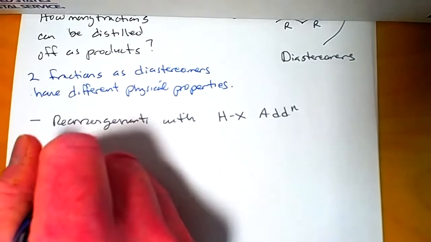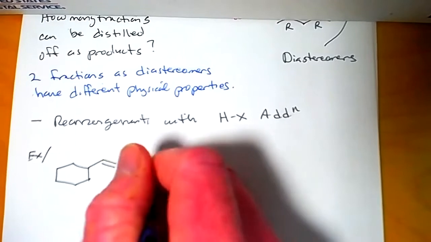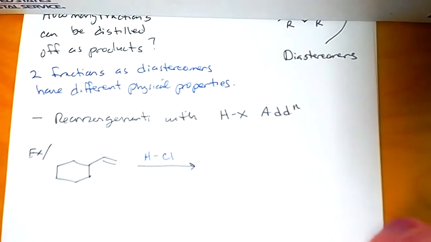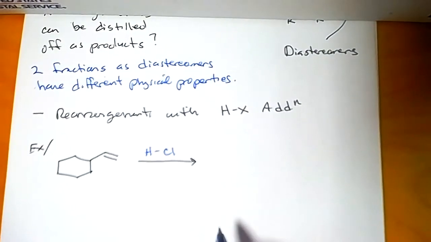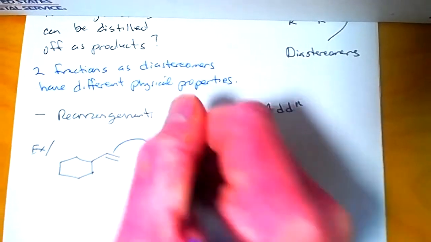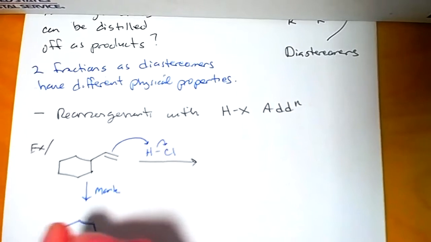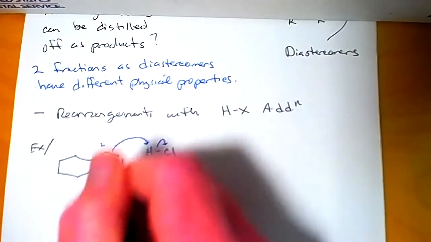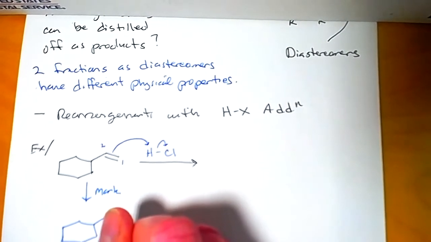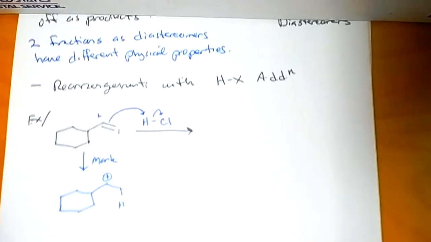So for example, what if we had this six-membered ring, and we wanted to add HCl to this? If we were to apply Markovnikov's rule, this is going to do a Markovnikov addition, where you would expect to put the hydrogen atom on carbon number 1, because you end up putting a positive charge right here on a more substituted carbon.